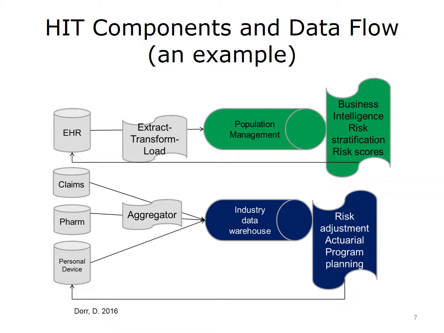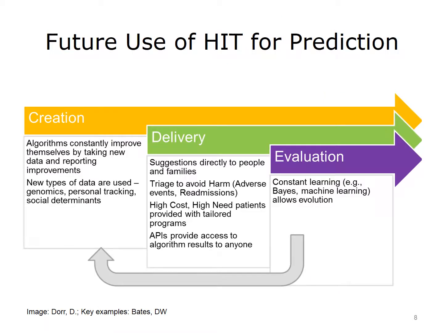In either case, the data is taken away from where and how it was collected, leading to significant confusion at times about the meaning of the scores. In the future, we may have new ways to create, deliver, and evaluate risk predictions using HIT.